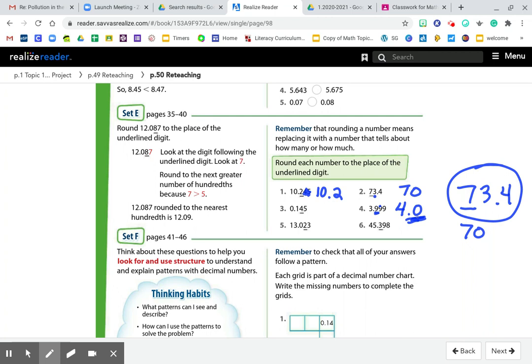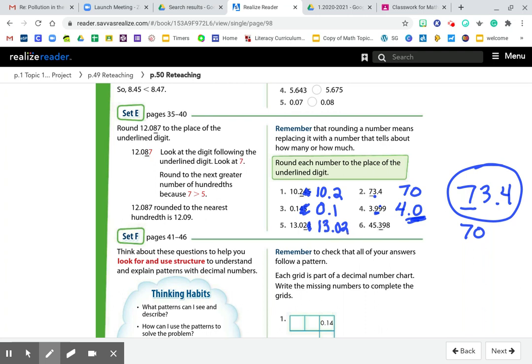4 is going to leave the 1 alone because 4 is 4 or less. Let it rest. Just get rid of it. For number 5, 13 and 23 thousandths, the 3 is going to do nothing to the 2, so we just drop it. So you can see that value has decreased. And 45 and 398 thousandths.